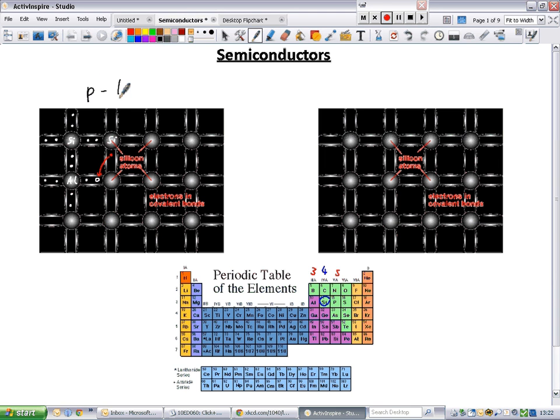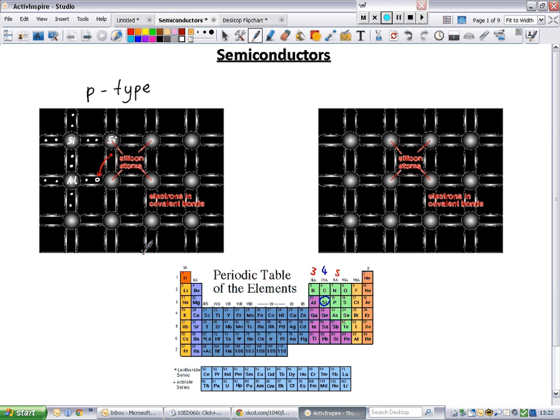So this is p-type material here. And p-type material you basically create when you add something from group 3, so you've got an extra hole, and it creates this movement of a hole, which is basically created by electrons moving around.